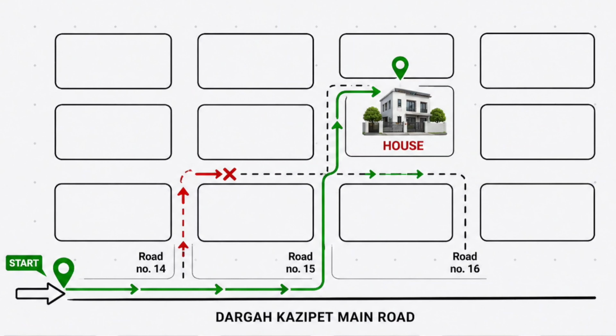My dear students, I want to suggest my house address to my friend. I am living in Dargah Khazipet, Hanamkonda district, Telangana state. I can suggest my friend: start from the main road of Dargah Khazipet, go straight towards road number 15, ignore the first right and then take the second right. Then go straight for 200 meters and you can find my house on the right side, which is a white colored building. So this is the house address I have given.